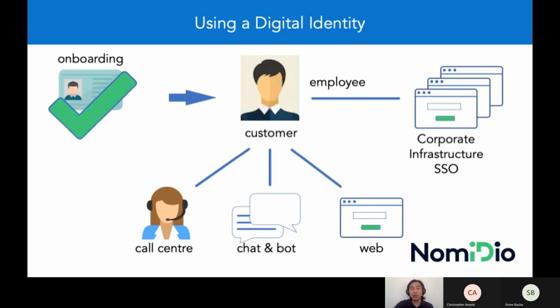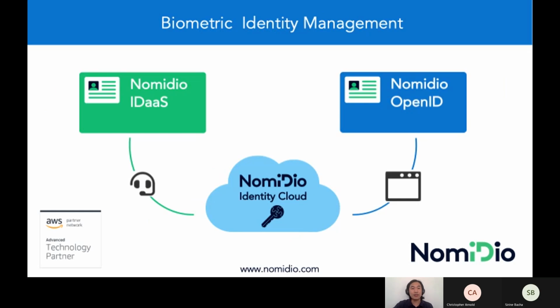Once a user is onboarded into the system, they can use their Nomidio identity to interact with call centers and chatbots, and even use that same identity to do single sign-on to their corporate systems without the need of using a password at all. At the center of our service is our Nomidio Identity Cloud. Nomidio is available in two forms, namely Nomidio IDaaS, which is used for call centers and chatbots, and Nomidio OpenID, which is mainly used for single sign-on.